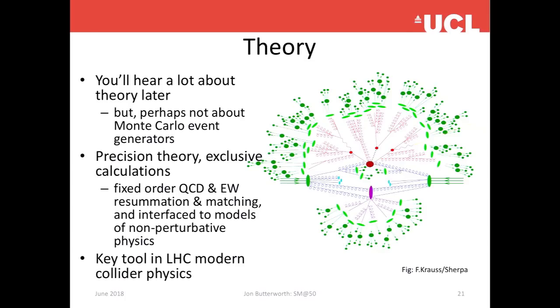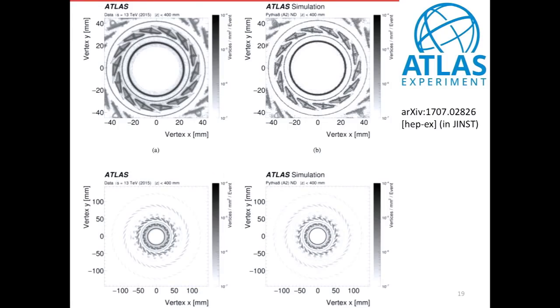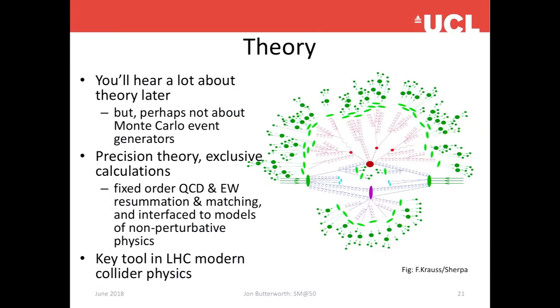One thing I will say, which I looked at the agenda, and I think I'm one of a minority of experimentalists giving talks here, so it seems a bit daft to put a theory slide in. However, although you'll hear a lot about the theory later, there's an important element of it that perhaps won't be so well represented, which is this area of Monte Carlo generators, event generators. In order to build this picture, for instance, we need to simulate the physics of the collision itself, and that requires the particle theory.